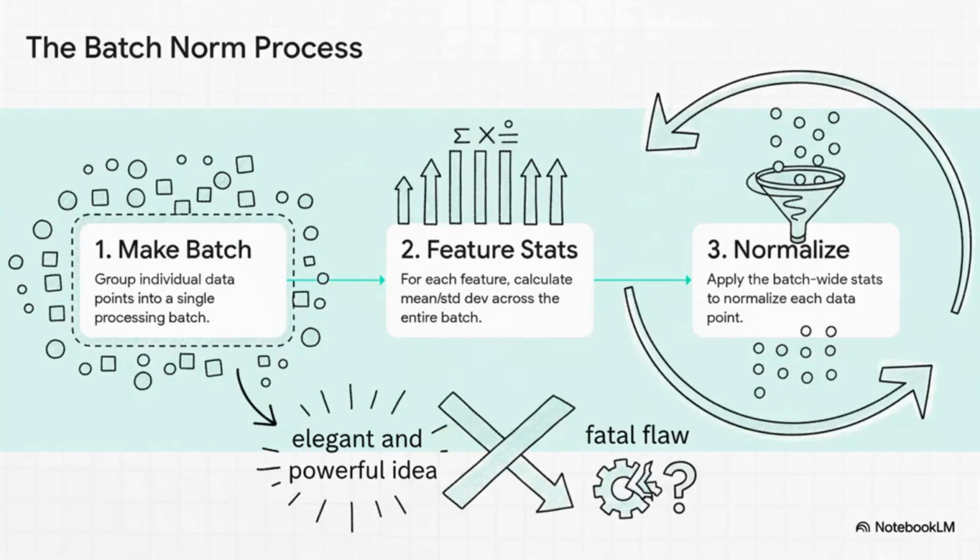So the process itself, it's beautifully simple. You grab a batch of data. For each feature, like price, you calculate the stats across that entire group. Then you normalize. It's elegant, it's powerful, but that core idea, that dependency on the entire batch, is both its greatest strength and, as we're about to find out, its fatal flaw.